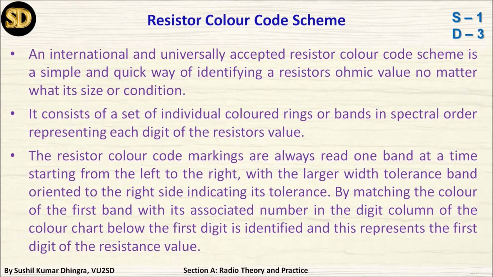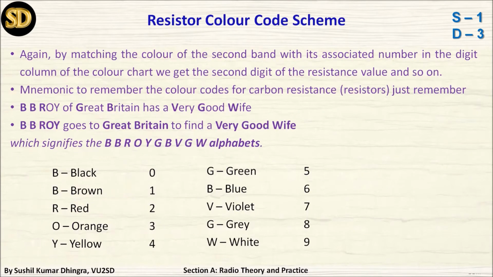So there is one international system universally accepted. There is a scheme, a simple and quick way to identify the resistor ohm value no matter what the size or condition. Just there is one sequence. So to remember the scheme, you have to remember a mnemonic of the code. BB Roy of Great Britain has a very good wife. If you see the letters on the board, they are the sequence.